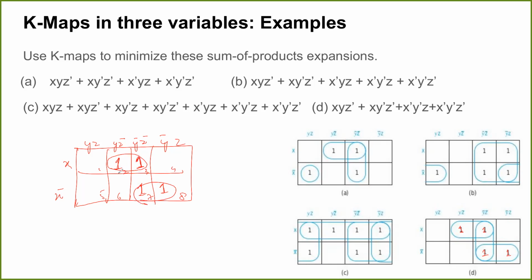So what is the term I'll get from 2, 3? Yes, Dhananjay, what term will I get from 2, 3? If I combine these two, very good, I'll get x, z prime. And what about 7, 8? I'll get x prime and y prime, right? So these two are known, in technical terms, as essential prime implicants.